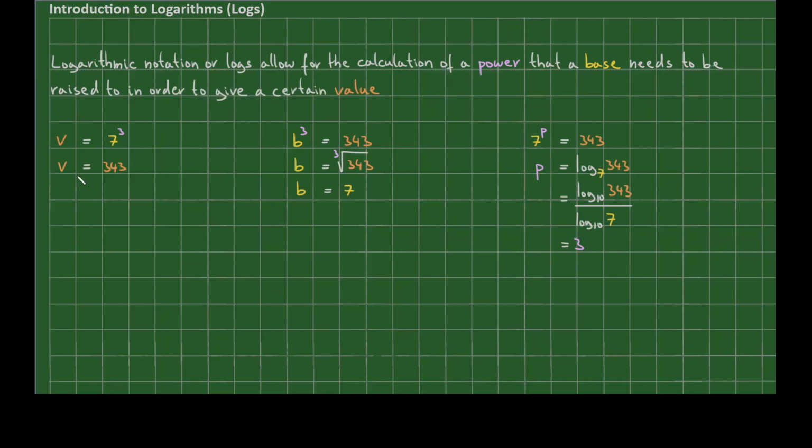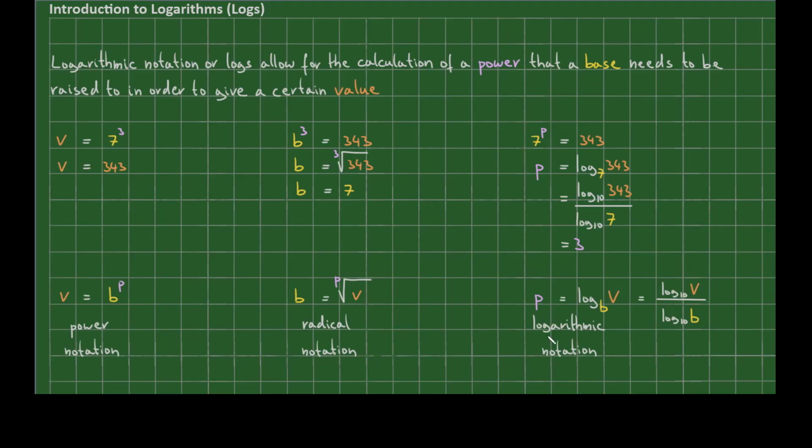In order to calculate a value, we used power notation. In order to calculate a base, we used radical notation. And in order to calculate the power, we used logarithmic notation. These three notations are linked, and we need to be comfortable with changing from one to the other. With that in mind, let's try a few exercises.